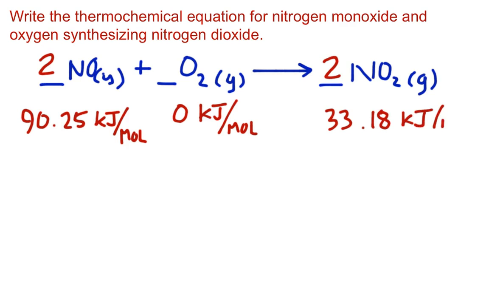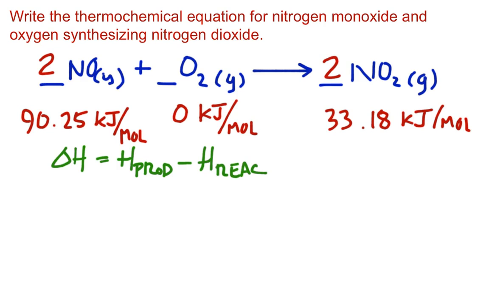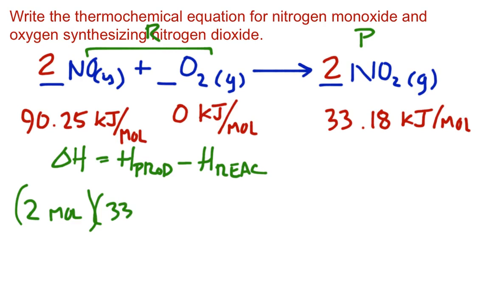According to the equation that we looked at on the previous pages, our overall delta H of this equation is going to be equal to the H of the products minus the H of the reactants. So real quickly, remember, the products are over here and the reactants are over here. So now it's simply a matter of doing your multiplication. Our H of products is going to be 2 moles times 33.18, and that is our total products minus our total reactants. Now, we should include oxygen here, so we will.